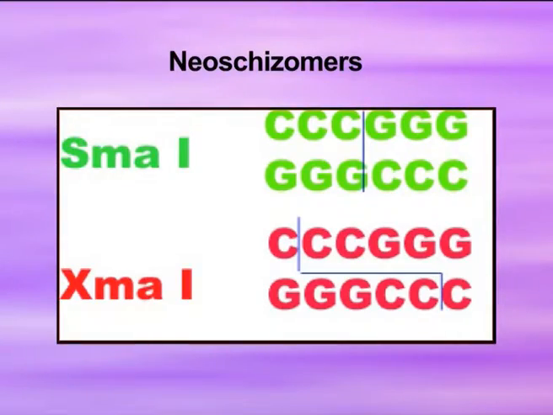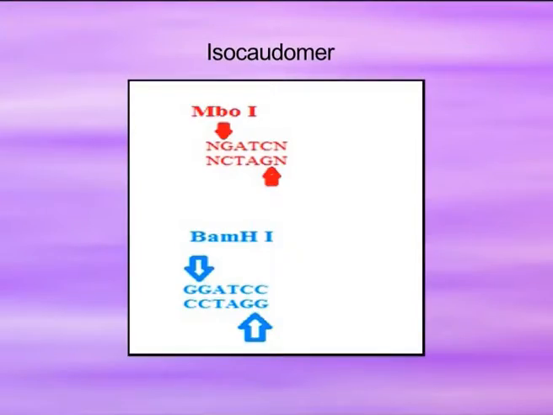Because they recognize the same restriction site. As in this diagram, we can see both the enzymes are recognizing the same restriction sites, but they are cleaving at different points. Now let us move to the other, that is the isocaudomer. The isocaudomers are enzymes which recognize slightly different recognition sites, but they generate the same cohesive ends after digestion. So in this way, we can see there is another classification of restriction enzymes based on restriction site.